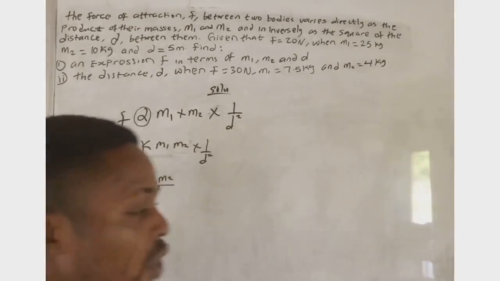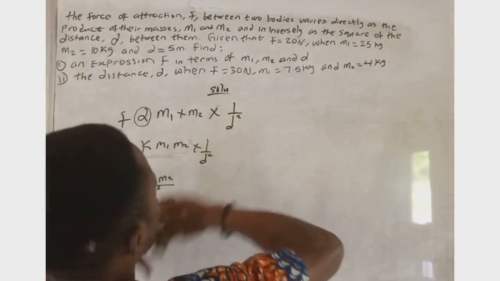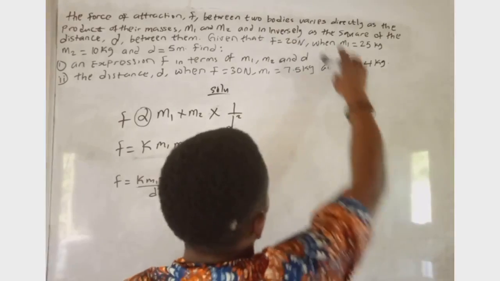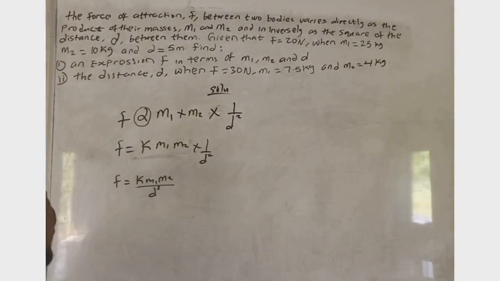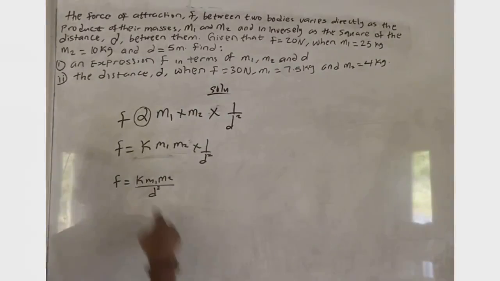Of this k, which is a constant. So what we do now, the question stated that F is equal to 5 Newton, when M1 is equal to 25 kg, M2 is equal to 10 kg, and distance is equal to 5 meters. Let's find the value of this k.